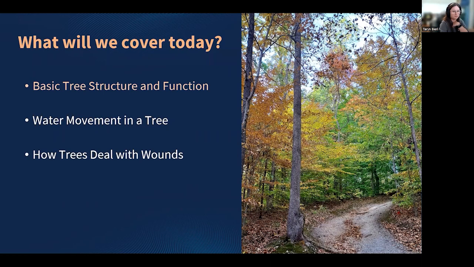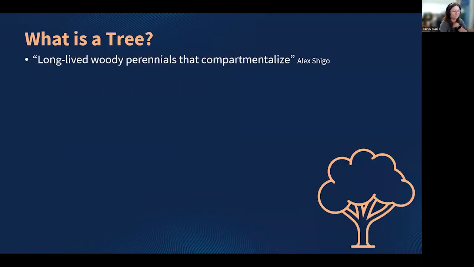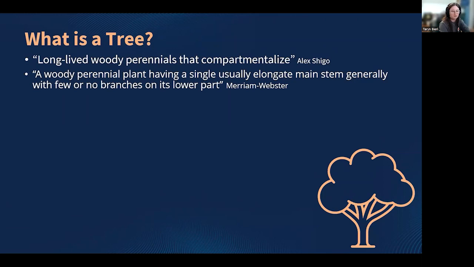So we'll start with basic tree structure and function. First, I'm going to define what a tree is. One definition from Alex Shigo, who is a plant pathologist, is that they are long-lived woody perennials that compartmentalize. And we'll talk about that term compartmentalize in a little bit. Another definition from Merriam-Webster is that a tree is a woody perennial plant having a single, usually elongate main stem, generally with few or no branches on its lower part.